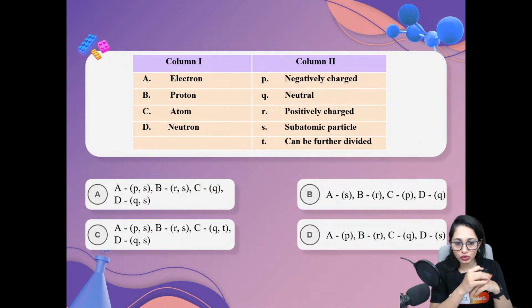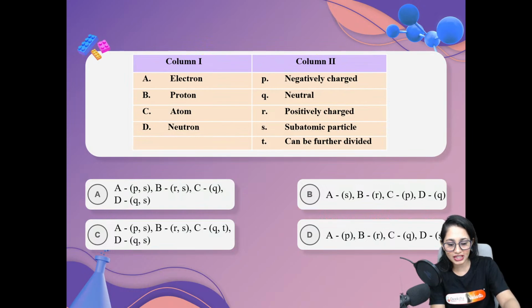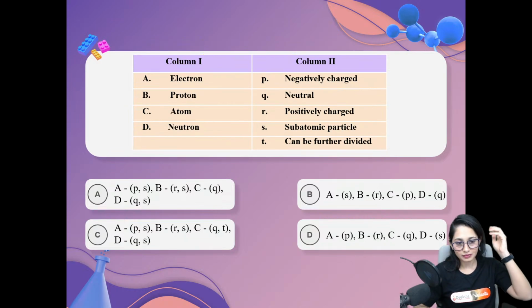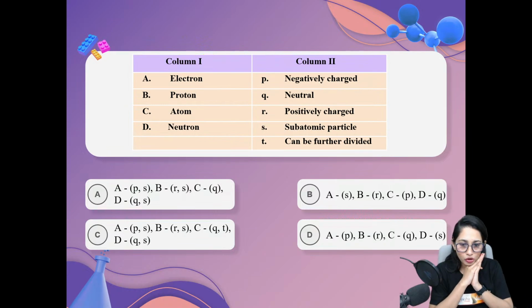Now we have a question. Column 1 and column 2, we have a few things: electron, proton, atom and neutron. How are we going to match these? All of you please answer. I can see that 6 students are watching the live, and I need 6 answers. Come on, give me the answer. We just discussed that.